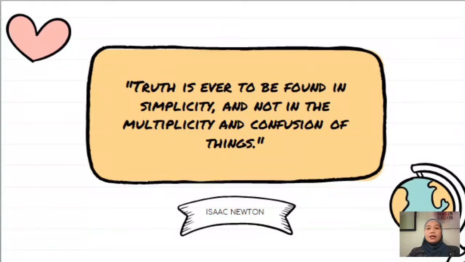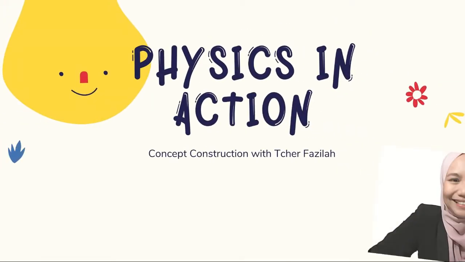This is something that I found from Isaac Newton. Truth is ever to be found in simplicity and not in the multiplicity and confusion of things. That's why physics concept construction is very important before you apply the concept to any calculation in this world.